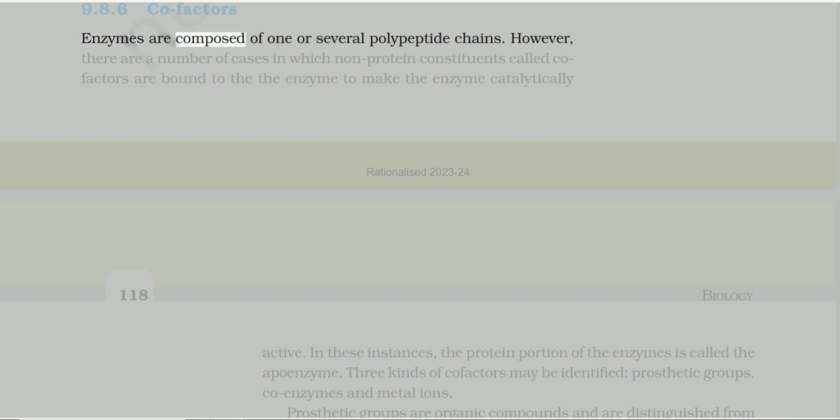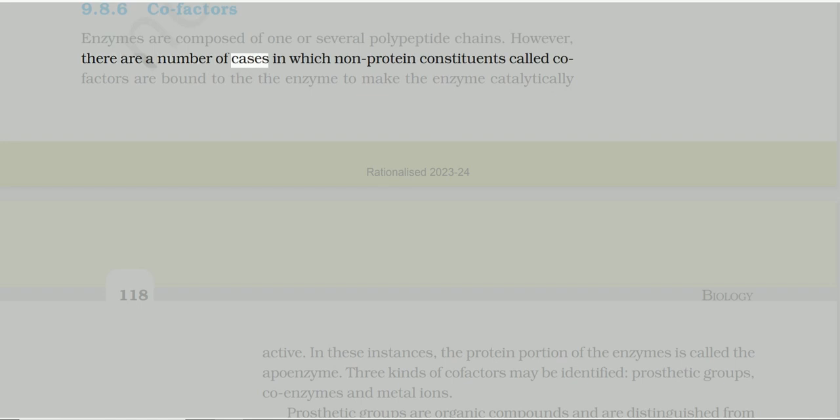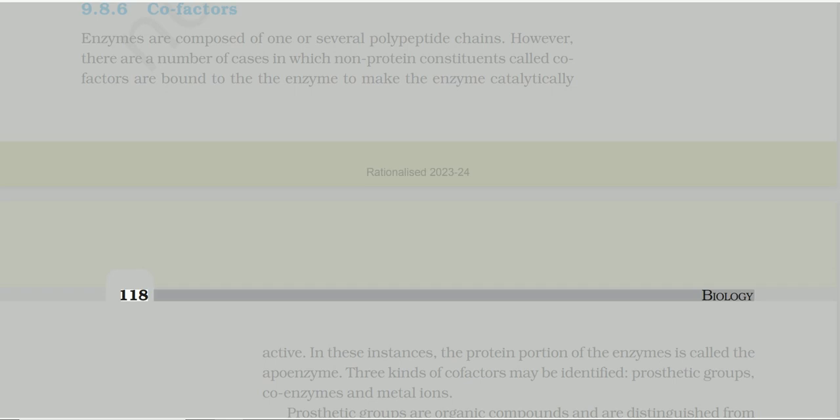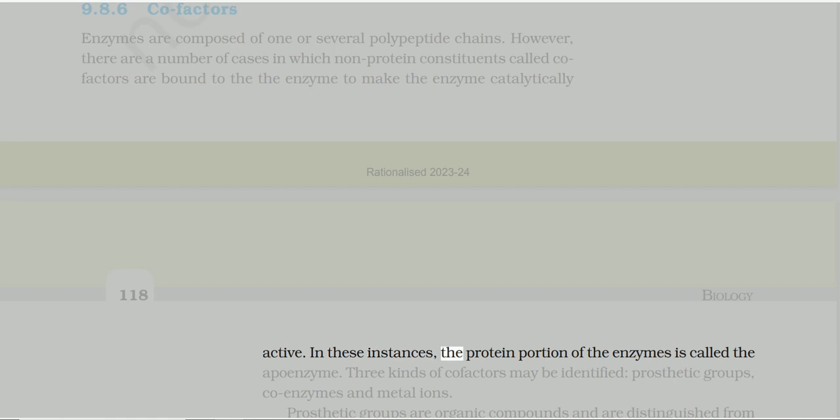Cofactors. Enzymes are composed of one or several polypeptide chains. However, there are a number of cases in which non-protein constituents called cofactors are bound to the enzyme to make the enzyme catalytically active. In these instances, the protein portion of the enzyme is called the apoenzyme.